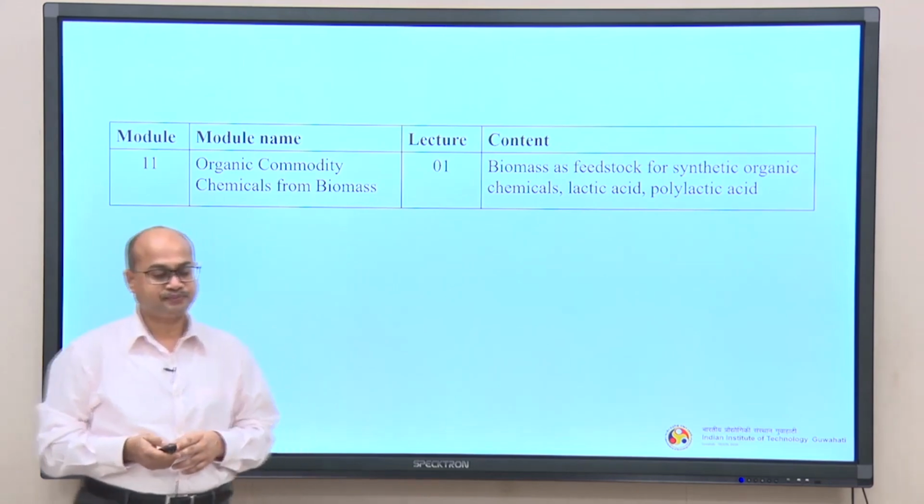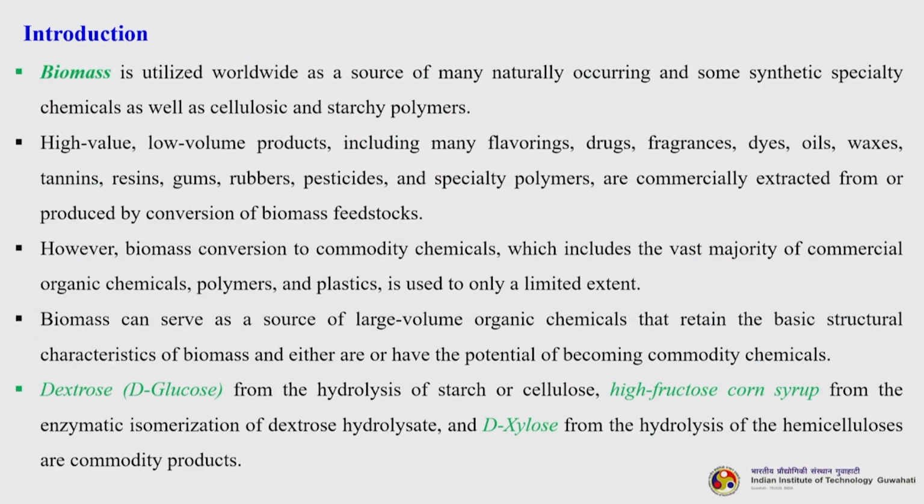So, let us begin. Biomass is utilized worldwide as a source of many naturally occurring and some synthetic specialty chemicals, as well as cellulosic and starchy polymers. High value, low value products including many flavorings, drugs, fragrances, dyes, oils, waxes, tannins, resins, gums, rubbers, pesticides and specialty polymers are commercially extracted from and produced by conversion of biomass feedstocks. However, biomass conversion to commodity chemicals, which includes the vast majority of commercial organic chemicals, polymers and plastics, is used only to a limited extent.